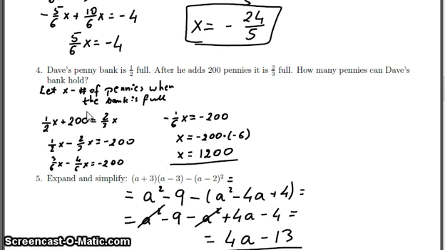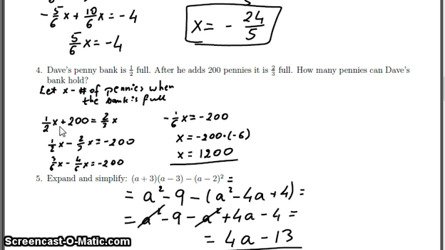Problem 4. Dave's penny bank is half full. After he adds 200 pennies, it is 2/3 full. How many pennies can Dave's bank hold? So let x be the number of pennies when the bank is full. So right now, if his bank is half full, he has 1/2 of x. So this is what he has right now, 1/2 x. Then he adds 200 pennies.